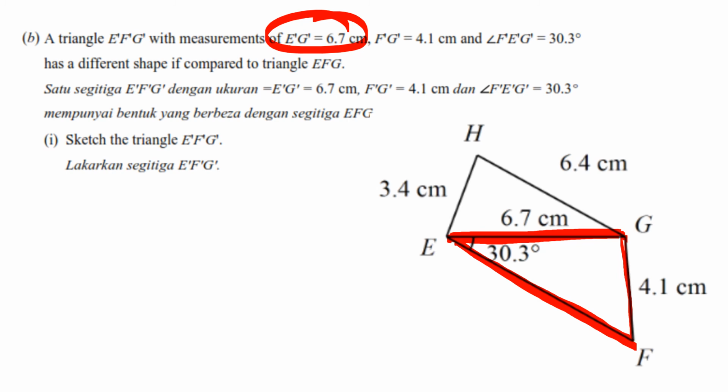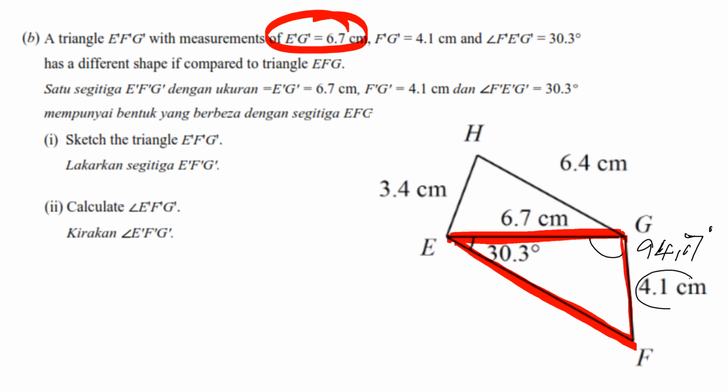Okay, this shape, E prime, F prime, G prime, has a different shape compared to the original EFG. So what can you see? You will see that for this line, the earlier angle that you get from here is 94.17 degrees.